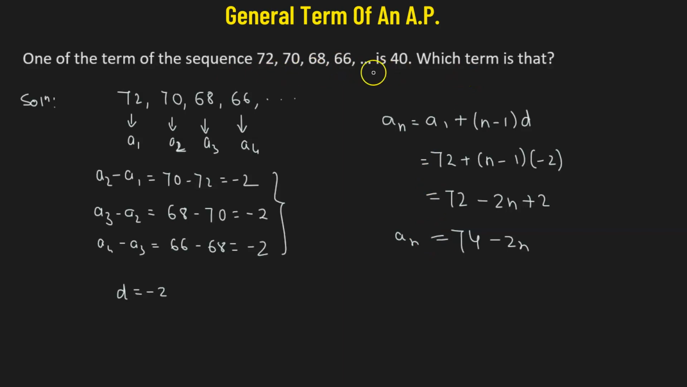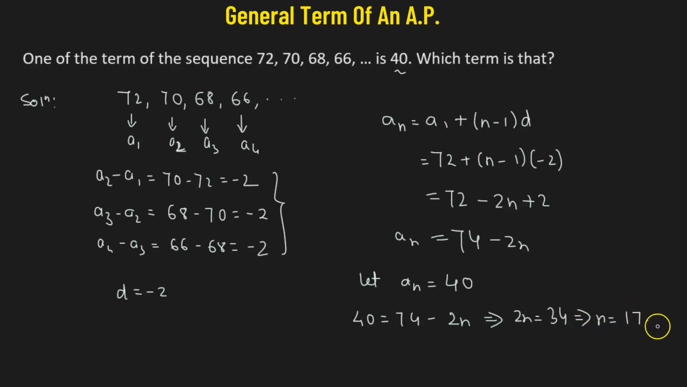Now it's given here that one of the terms is 40. But we don't know which particular term it is. So let's say that our nth term is equal to 40. So we will replace this value in place of an. So we'll have 40 equals 74 minus 2n, which is going to give us 2n equals 74 minus 40. So that will be 34, which means the n value is 17. So that means the 17th term of this particular sequence has a value of 40.